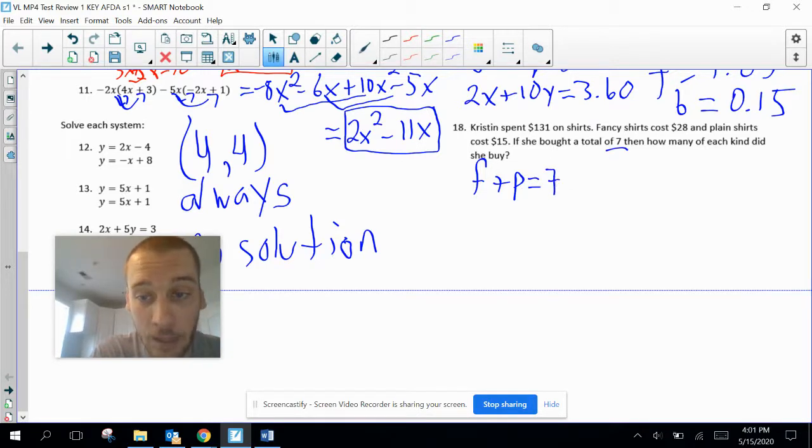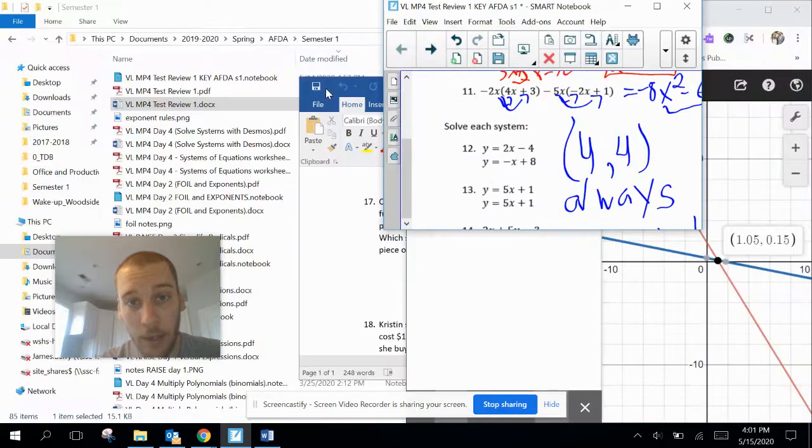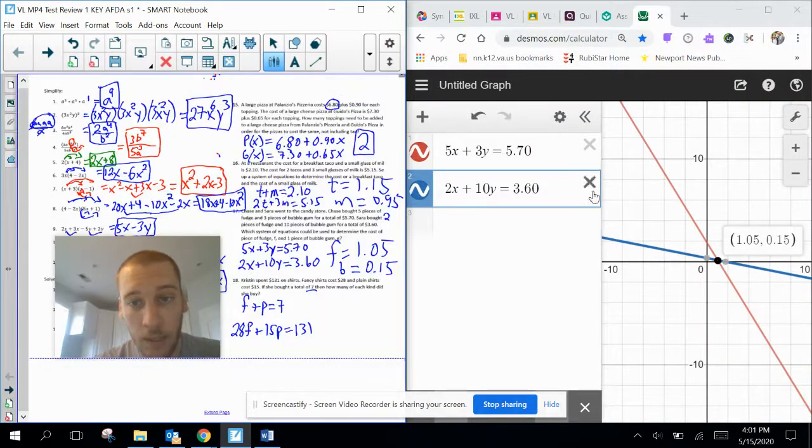7. And I know that each fancy shirt is 28. So 28 for each fancy plus 15 for each plain. That's going to be how much we spent all together, which is 131. And I'll use X for fancy and Y for plain. Same thing, go back to Desmos. We'll type this in.